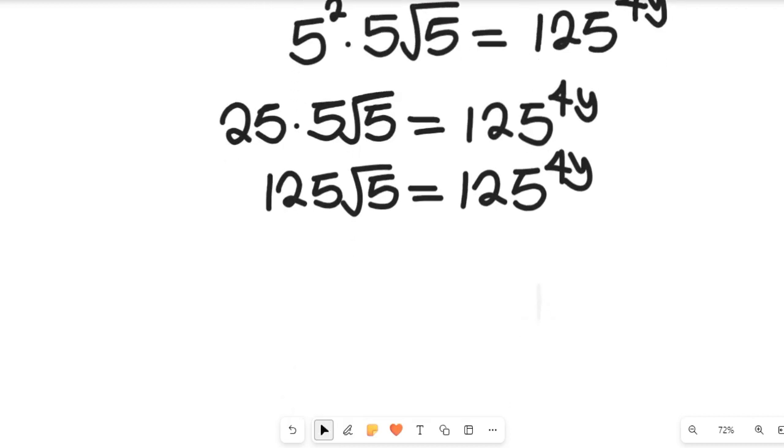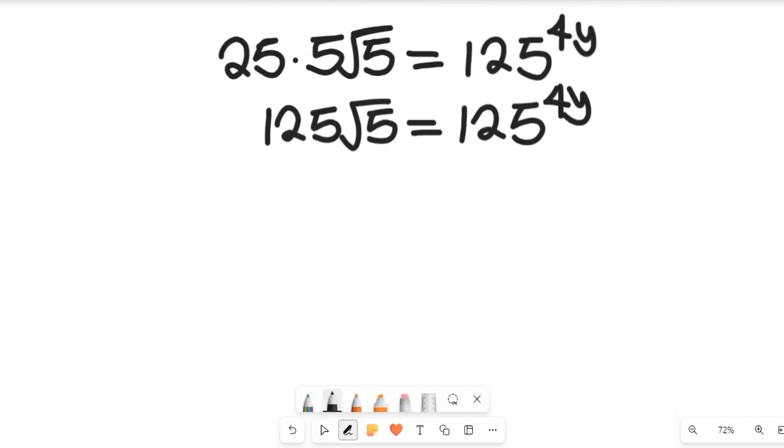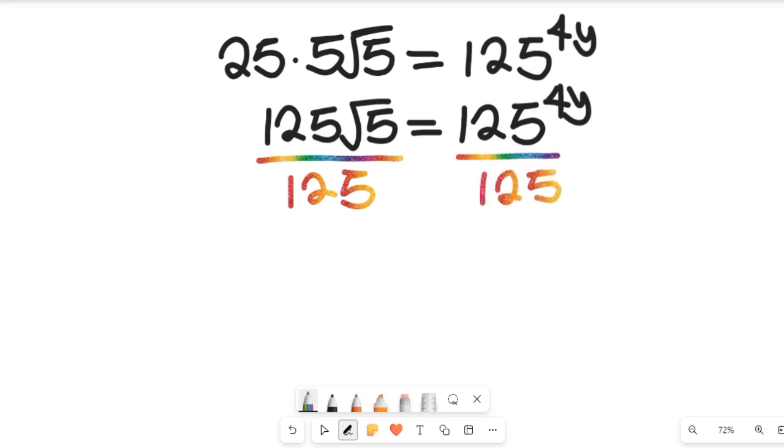Great. So in order to simplify this, let's divide both sides by 125. Now if you divide both sides by 125, what are we going to arrive at? 125 is going to simply clear 125, and we'll be left with the square root of 5 on the left hand side, and this will be equal to, what do we have here? This is 1.